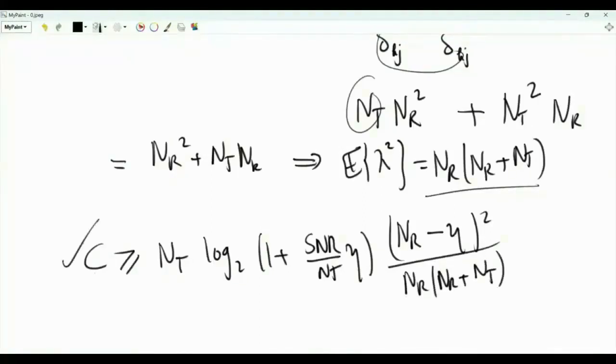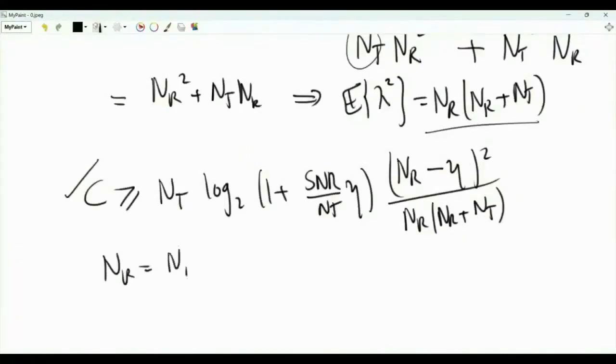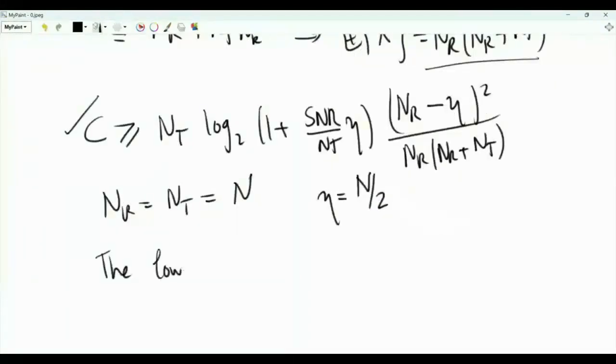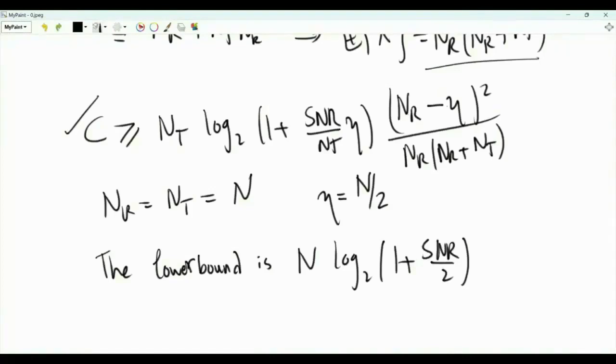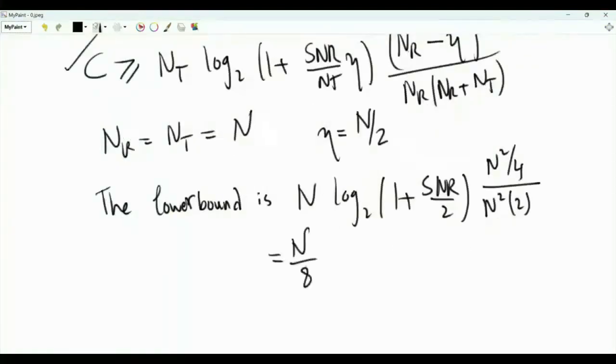That's our lower bound. For simplicity, suppose that Nr is equal to Nt is equal to N. So we are deploying the same number of transmitters and receivers. And suppose that eta, this parameter, which must be less than Nr, we take to be N over 2. The lower bound from here, we have N. Inside the logarithm, this is N, and eta is N over 2. This is SNR over 2. N minus N over 2, that's N over 2 squared, that's N squared over 4. And in the denominator, we have N squared times 2. This is equal to N over 8 log to the base 2, 1 plus SNR divided by 2.